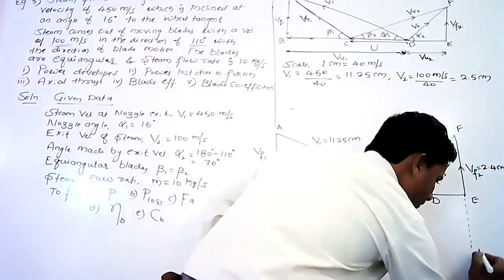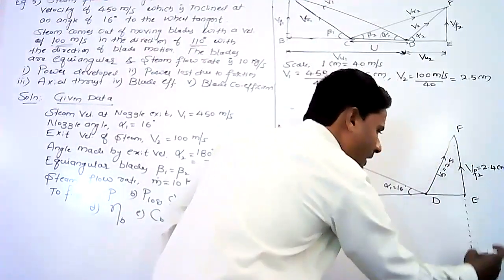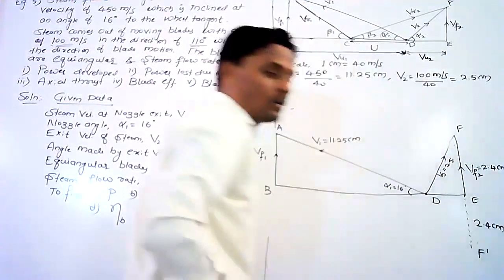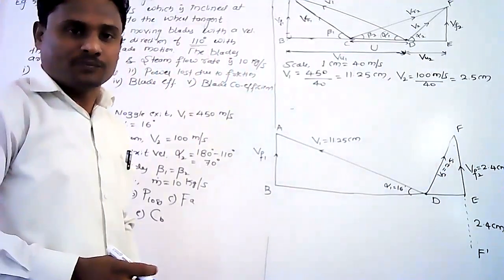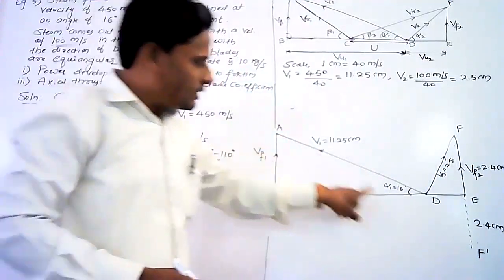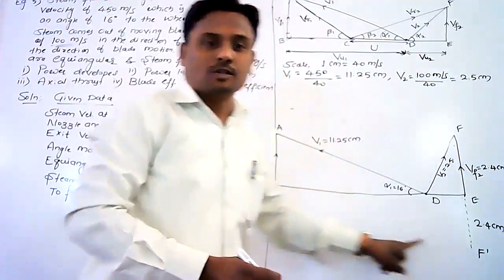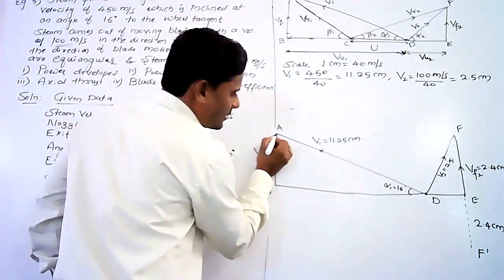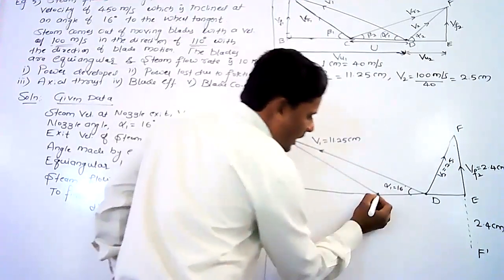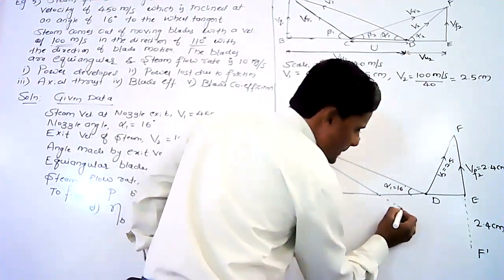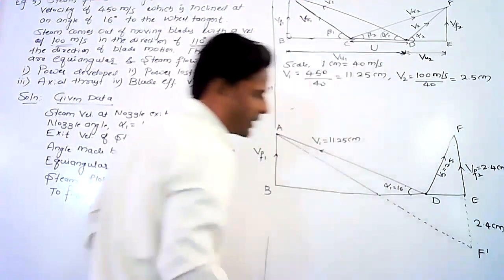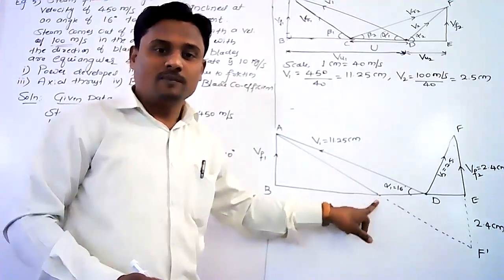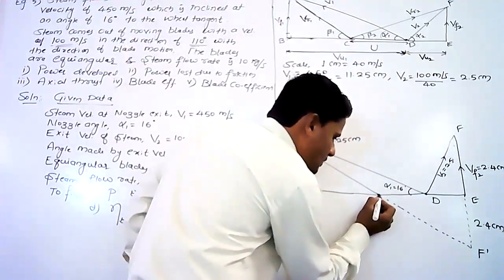Let me take this as F dash. Of course, E to F dash is again 2.4 centimeters. Now from point A, join up to F dash using a straight line. The point where this line intersects the horizontal line is the exact location of point C here.